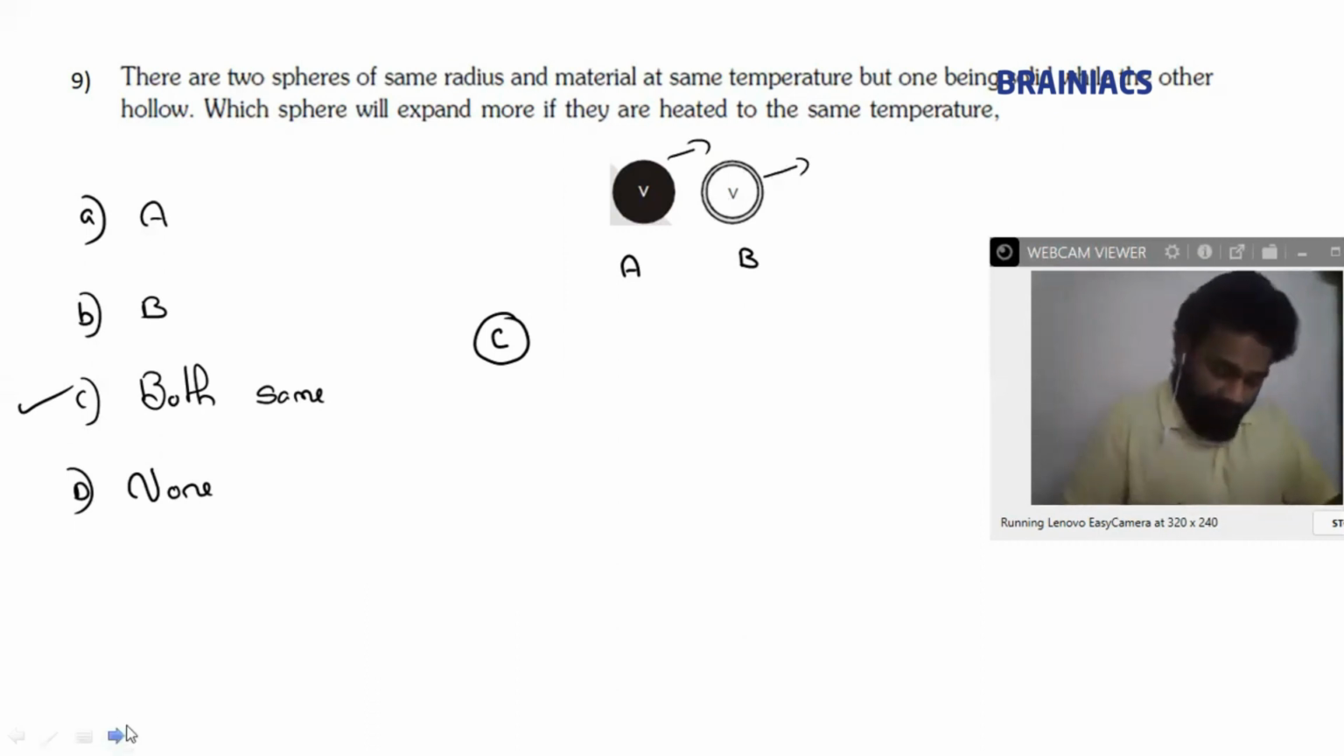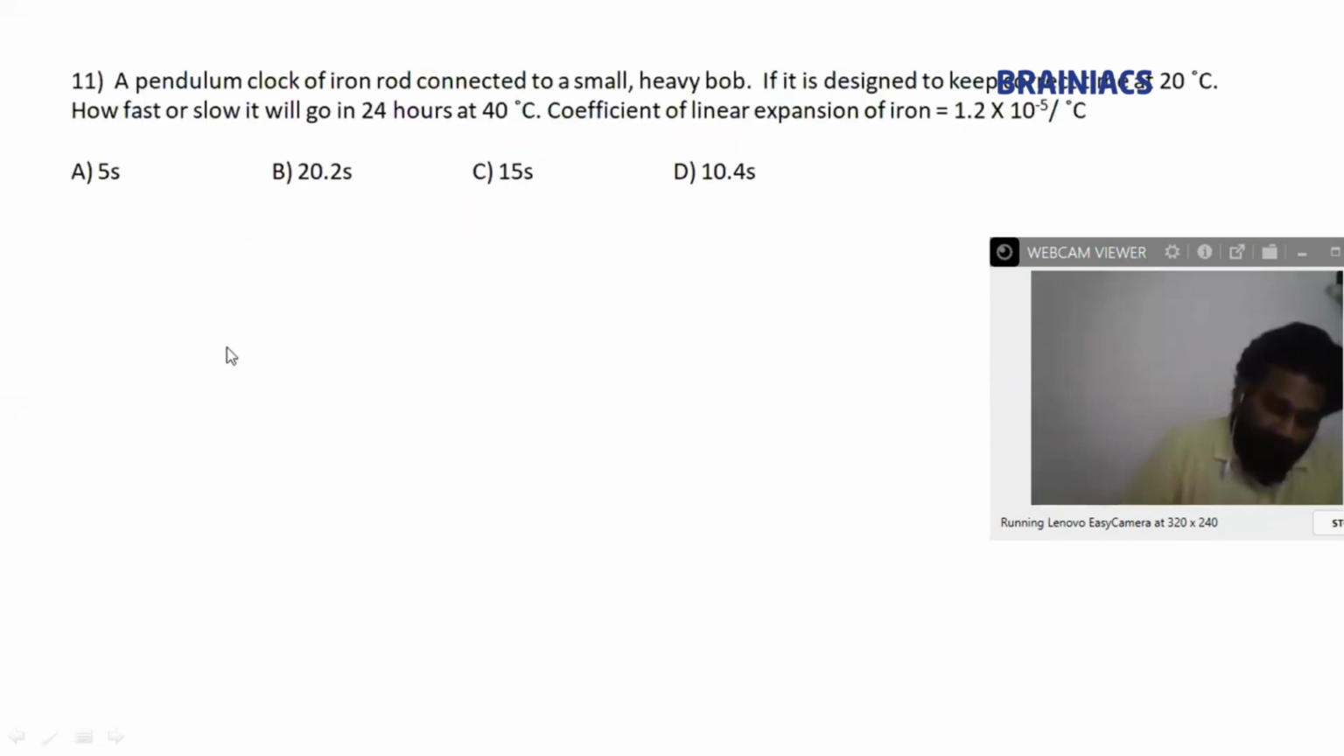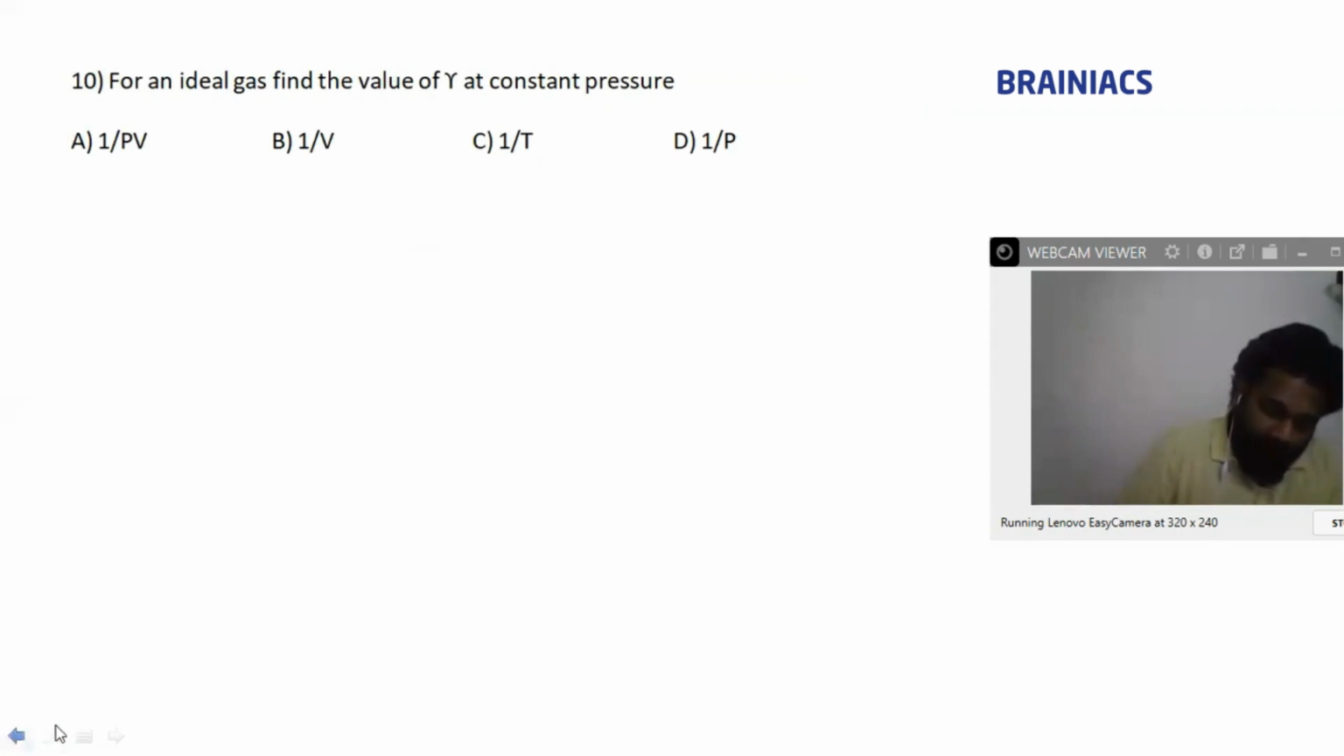Clear or what? So our next question is, for an ideal gas, find the value of gamma at a constant pressure. So we need to find the coefficient of thermal expansion for volume. They have given that this is an ideal gas, so let us try in this way.